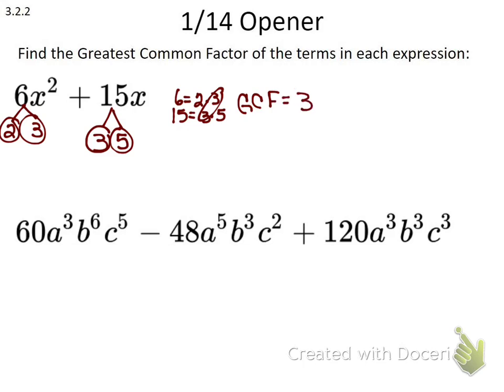3. Now, they have variables. So do they both have an x? Yeah, what's the one with the smallest exponent? X squared or just x by itself? X. Yeah. So the greatest common factor of these two terms is 3x.